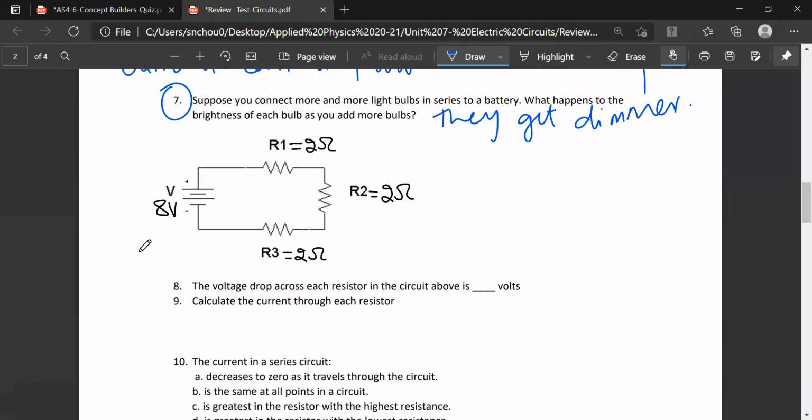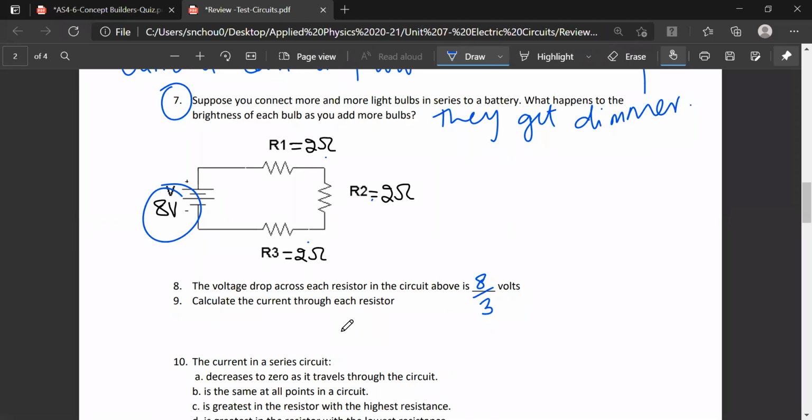All right, so this diagram goes with 8. It says the voltage drop across each resistor in the circuit above is... So now study the circuit, it's series, right? In series, remember the current is the same, which means the voltage splits. Now look at the resistors. They're equal resistors, so the split is equal. So 8 volts is going to split equally. You can just leave it as a fraction if you like, 8/3. So 1/3 of 8, right?